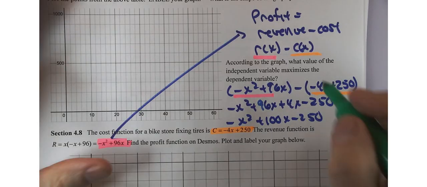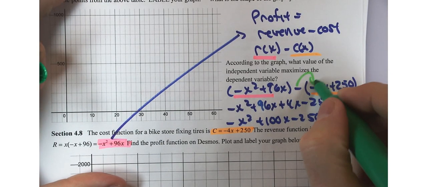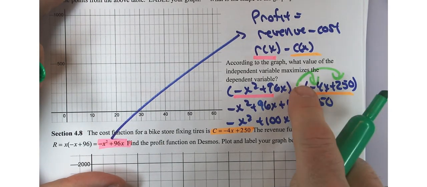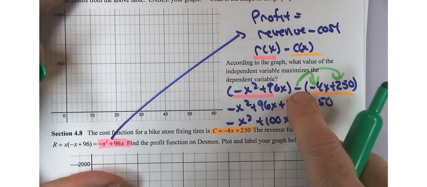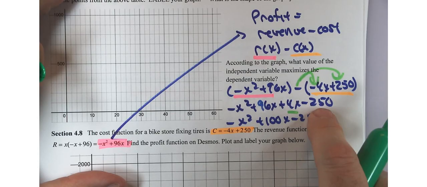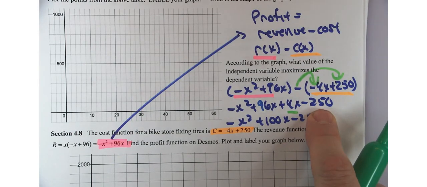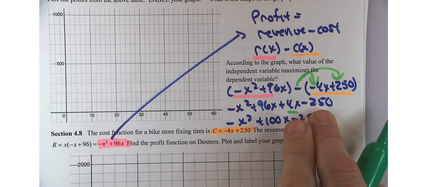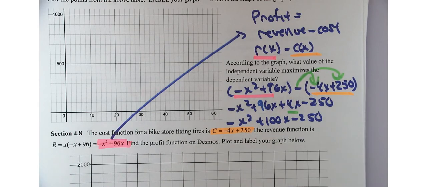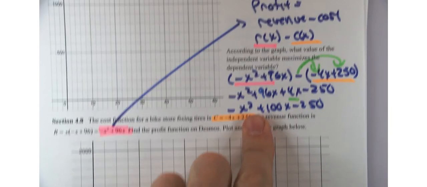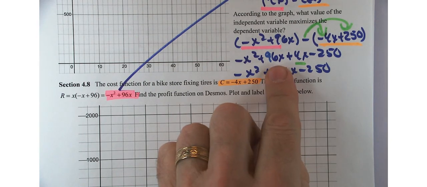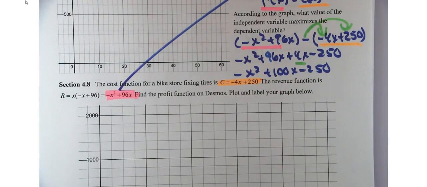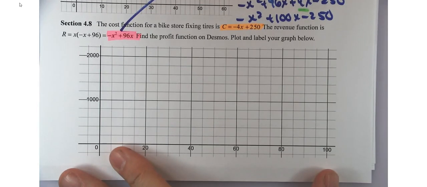What you have to be careful about here is that this negative distributes itself to both terms. So a negative of a negative gives me a positive 4x, but a negative of a positive 250 gives me a minus 250. And it's very easy to forget that second negative sign, which is why I put these parentheses around this to encourage you to distribute that negative sign. Now when we do, we get this kind of a function, negative x squared, combined like terms, gives me 100x minus 250. Now you can graph that.